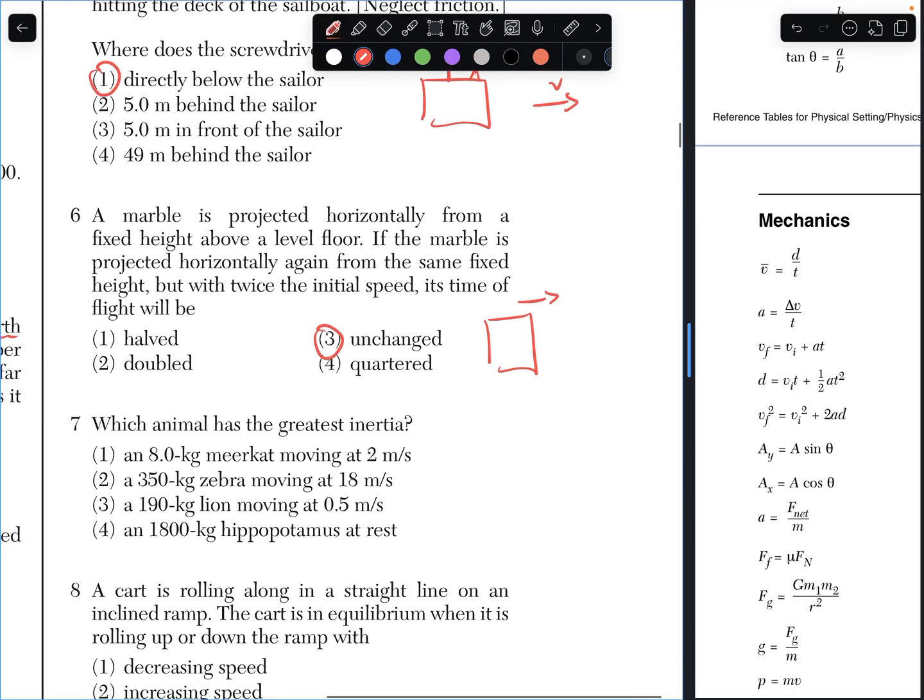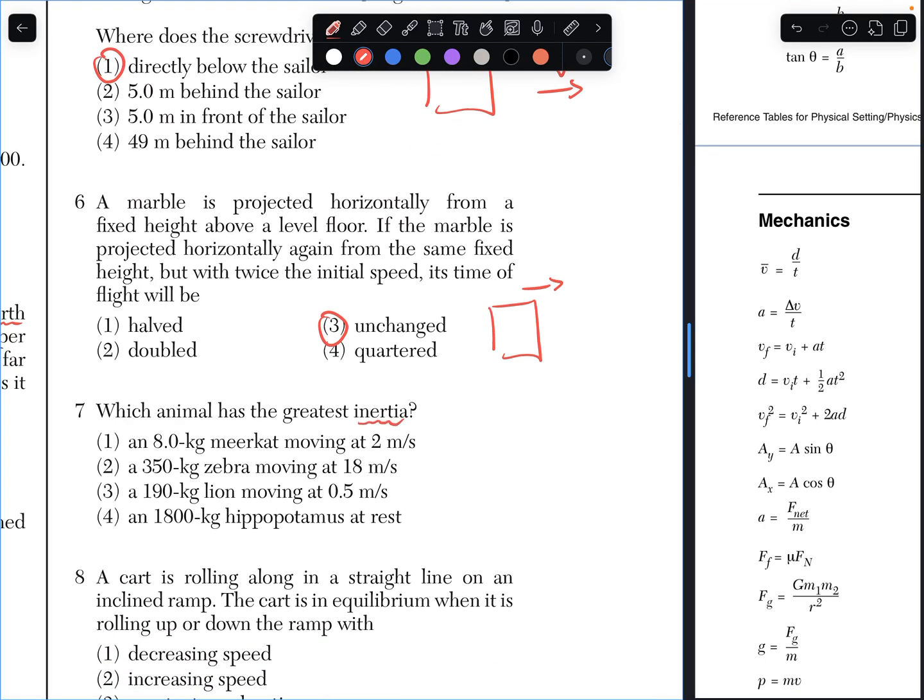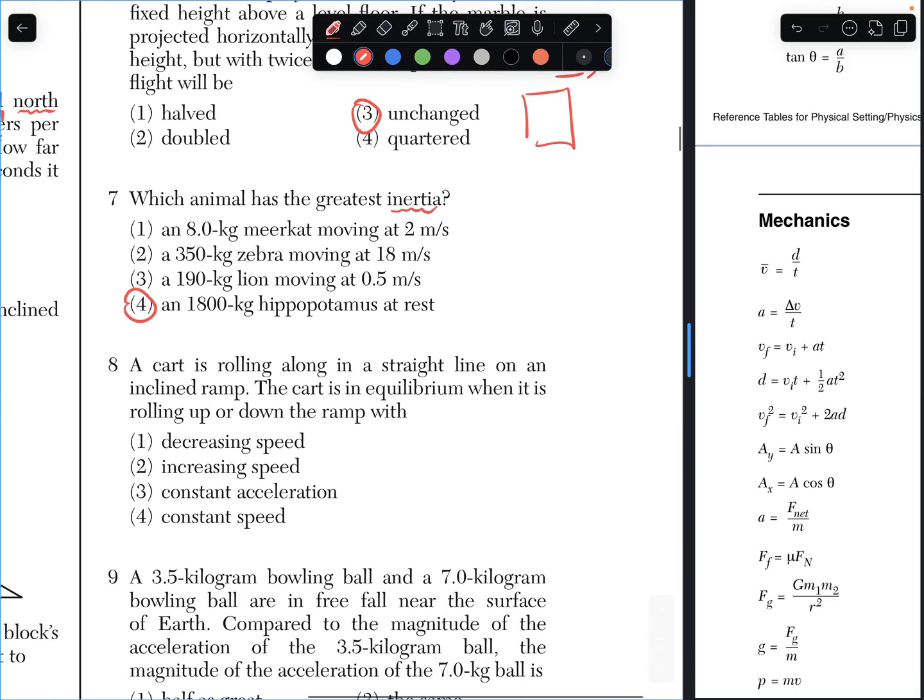All right, which animal has the greatest inertia? When it's asking about inertia, mass is basically inertia. So the higher the mass, the higher the inertia. In this case, for greatest inertia, we're going to look for the animal with the greatest mass. It doesn't matter how far they travel, how fast they travel, or if they're stationary or not, but the answer is choice 4 because it has the greatest mass.